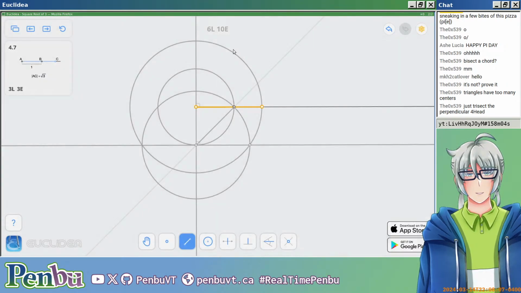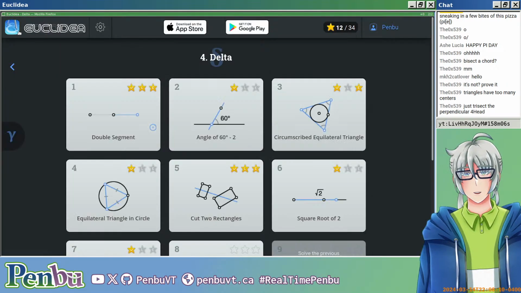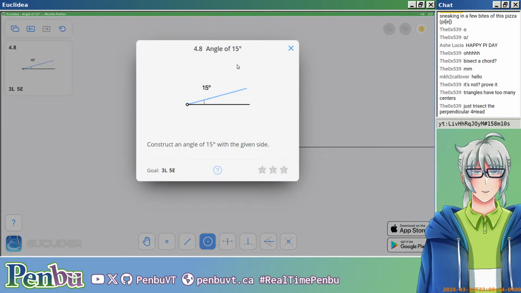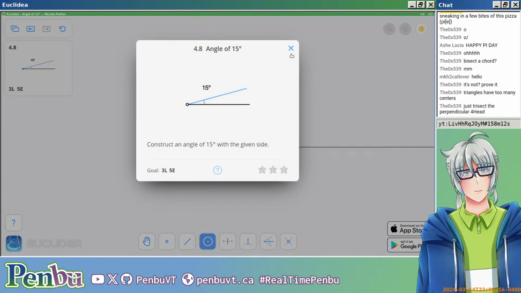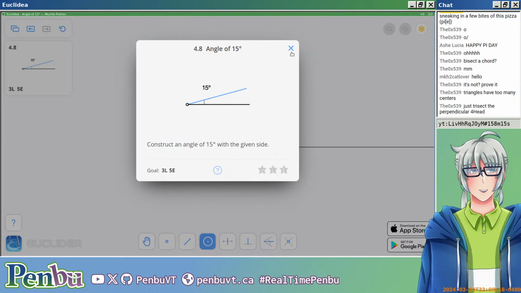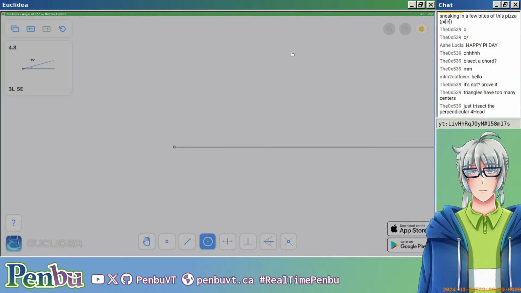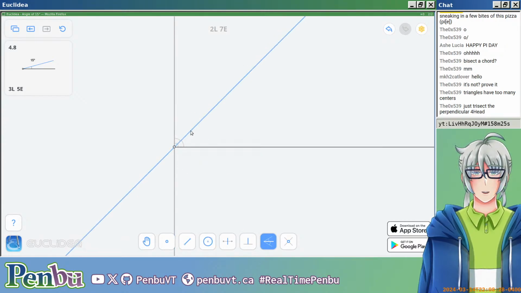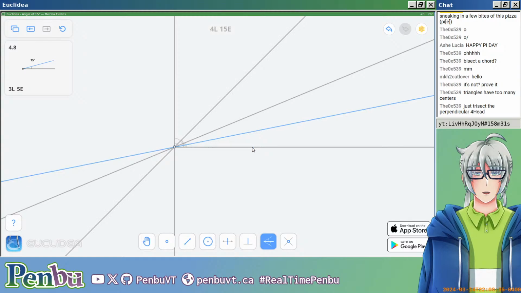But moving on, we do have a few more left. I think at this point we're just going to try to solve them. Construct an angle of 15 degrees with a given side. Now, 15 degrees is half of 30. So an easy way to do this is we take the perpendicular, we bisect the perpendicular, and then we bisect again. So this gets us 30, and this gets us 15.